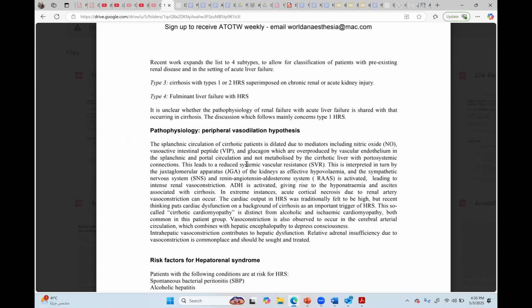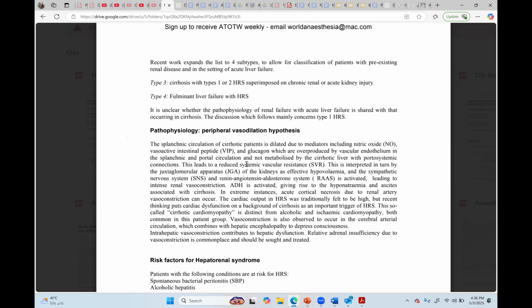Okay, vasoactive peptide and glucagon, which are overproduced by the vascular endothelium in the splanchnic and portal circulation and not metabolized by the cirrhotic liver with portosystemic connections. This leads to a reduced systemic vascular resistance. This is interpreted in turn by the JG apparatus of kidneys as effective hypovolemia, and the sympathetic nervous system and renin-angiotensin system are activated. Like there is reduced intravascular volume, leading to intense renal vasoconstriction. ADH is activated, giving rise to hyponatremia and ascites associated with cirrhosis. In extreme instances, acute cortical necrosis due to renal artery vasoconstriction can occur.